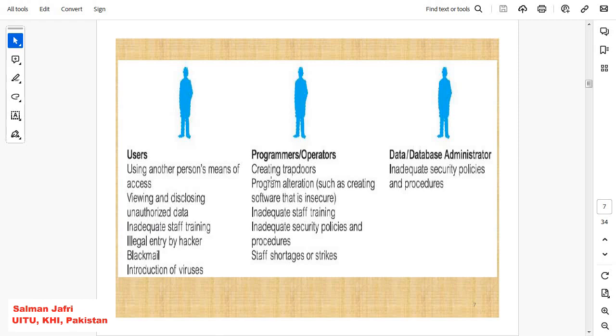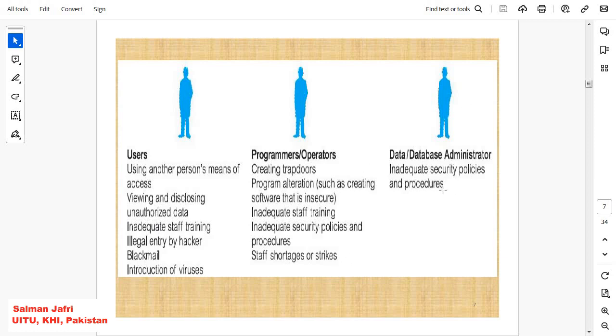This is the threat. Trapdoors are vulnerabilities in code that are left intentionally by attackers. This trapdoor is not known by the general public, but the programmers, operators know that, right? So they might be able to exploit that. Program alterations, such as creating software that is insecure. Again, inadequate staff training is again a threat at this level. Staff shortages or strikes, that is the threat.